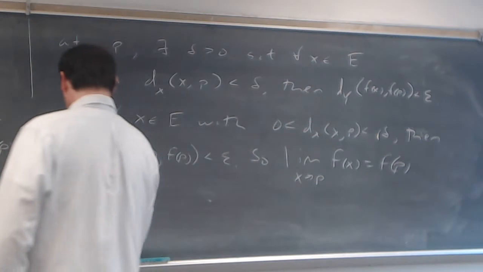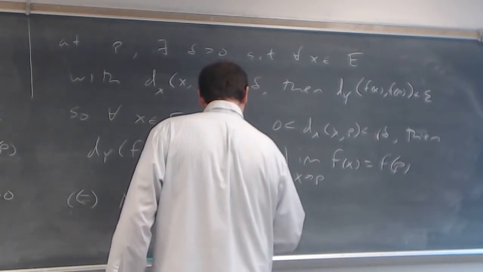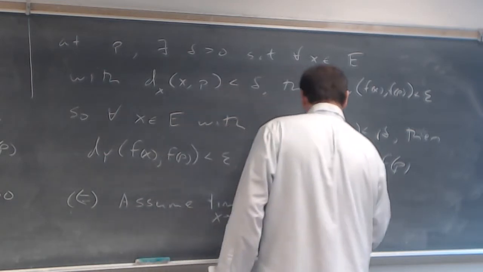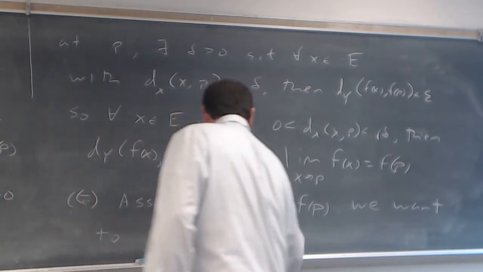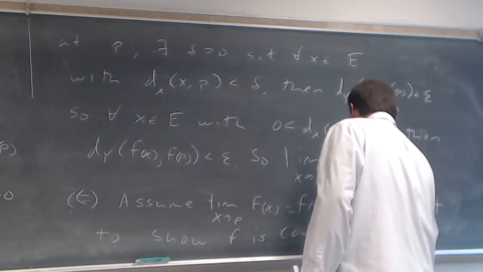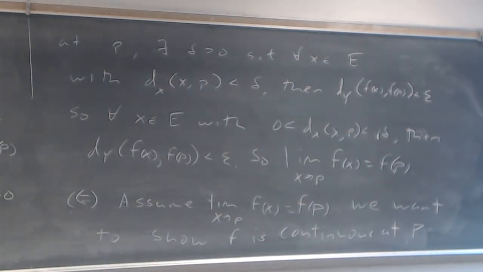So it's an if and only if statement, and we've done part of it. Going in the other direction, we're going to assume that the limit as x goes to P of f of x equals f of P. We want to show f is continuous at P. Okay, how are we going to do that?